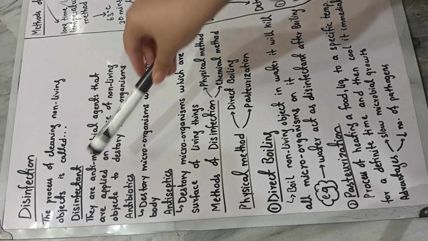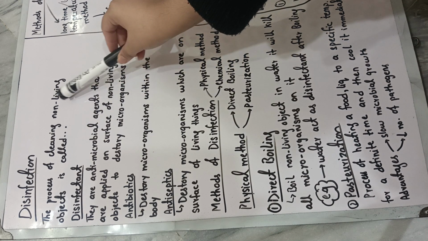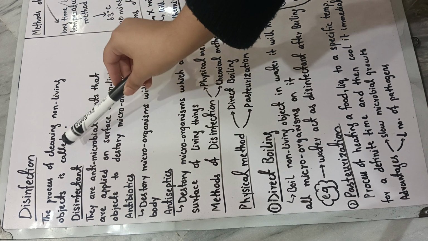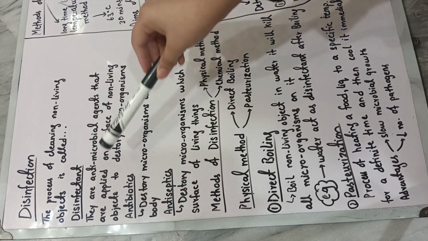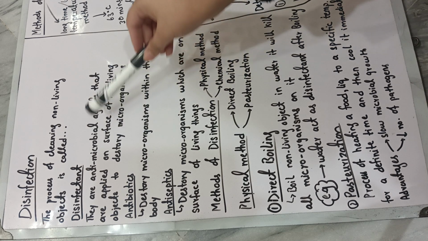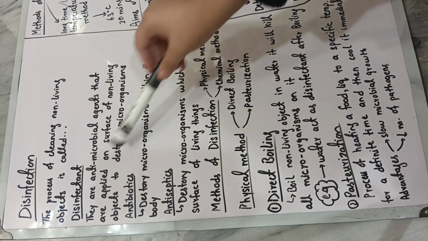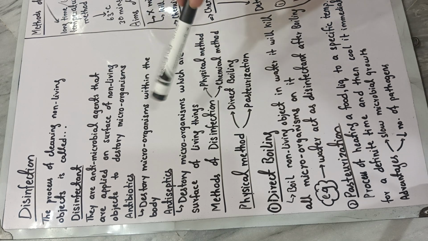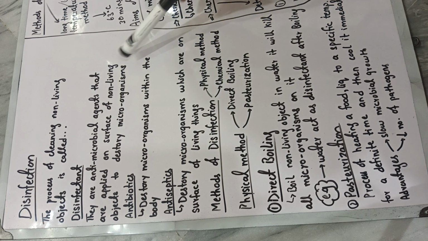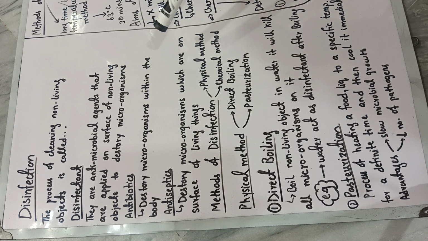So actually disinfection is a process of cleaning the microbes from non-living objects. So this is called disinfection. So what is a disinfectant? It is an antimicrobial agent that is applied on the surface of non-living objects to destroy the microorganisms. They are only applied on the surface of non-living things. They cannot be applied over the surface of living organisms.